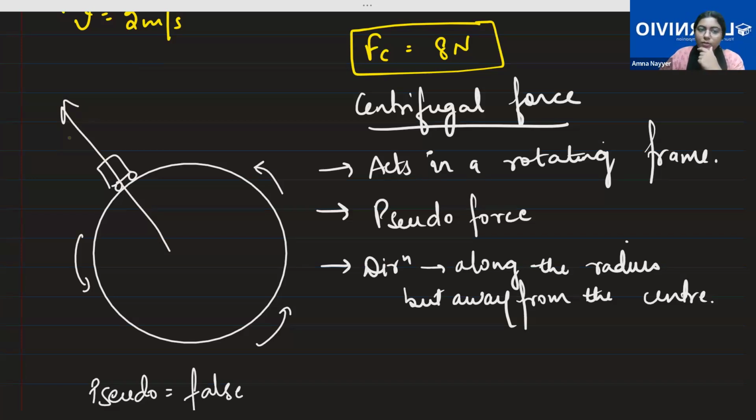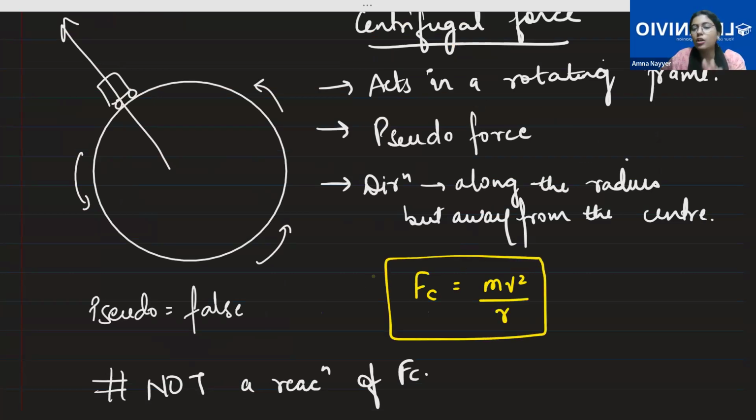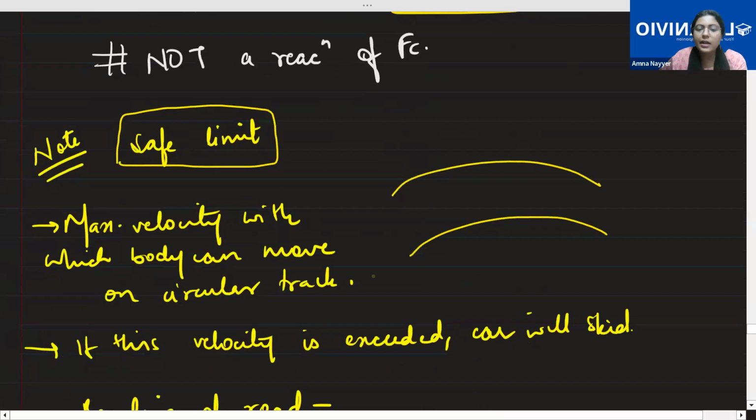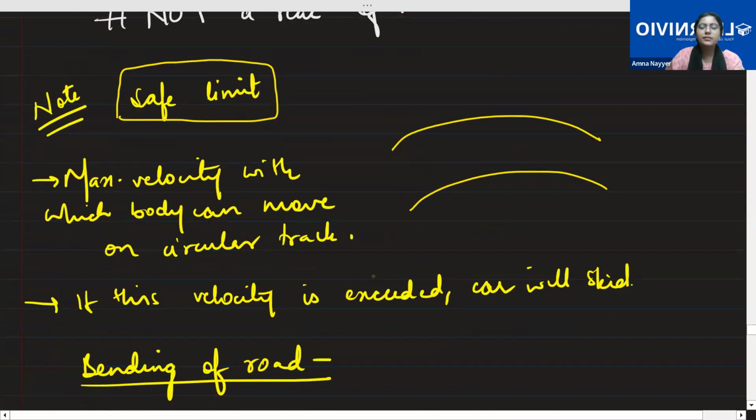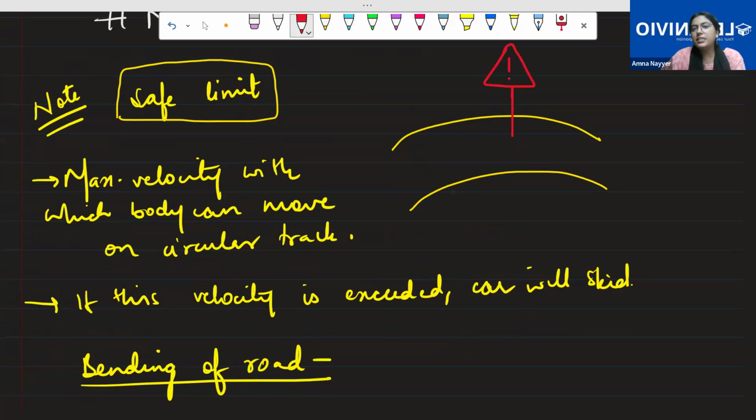This is also along the radial path itself, but it acts away from the center. So it acts in the rotating frame, it is a pseudo force. The direction is along the radius but away from the center. It's a false force, but the formula is still the same, mv square divided by r. It's not a reaction of the centripetal force. Now, the last part of this chapter and the circular motion topic is regarding the maximum speed. Whenever circular tracks are present, there we have speed limits.